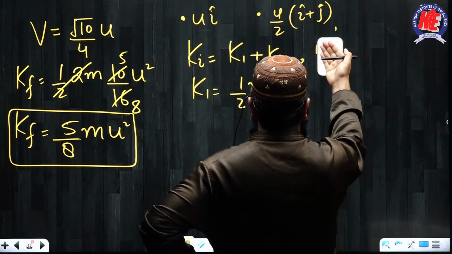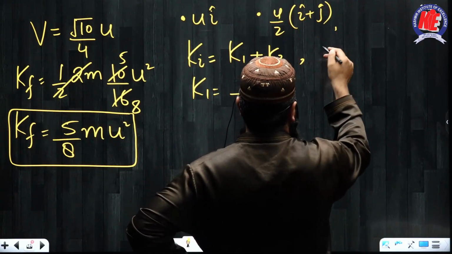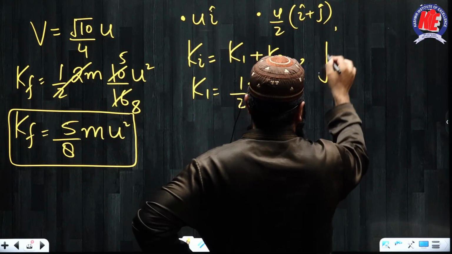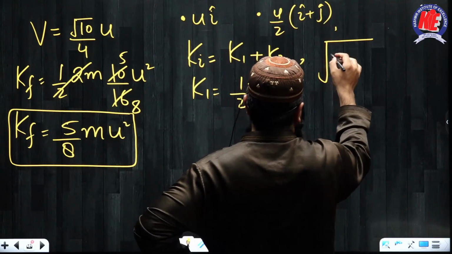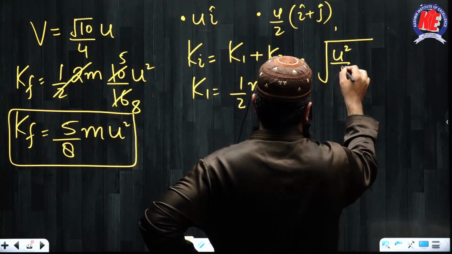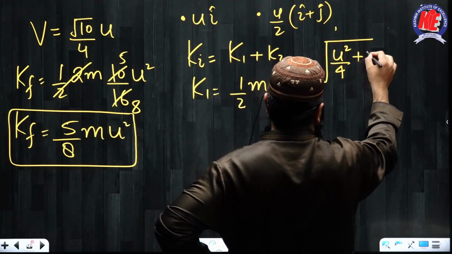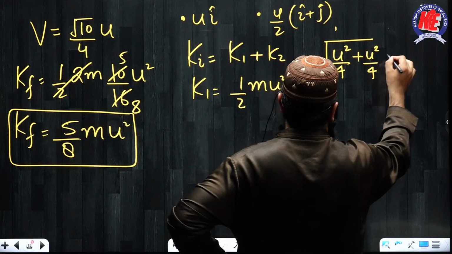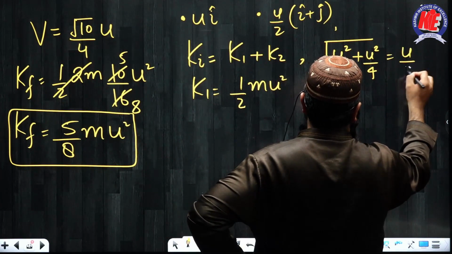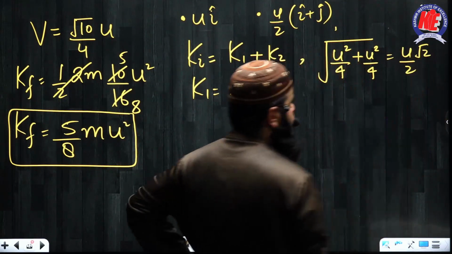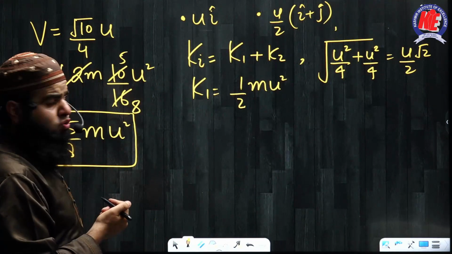First I will try to calculate the magnitude of the velocity here. So that will be equal to root of (u/2)² plus, इसकी क्या बनेगी बेटा, (u/2)², that is u square by 4 plus u square by 4 again. So that will be, u will be out, 2 will be out, साथ में आपको root 2 मिलेगा. So root 2 times u upon 2.